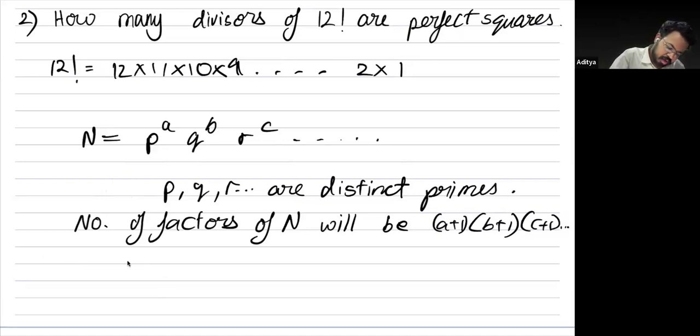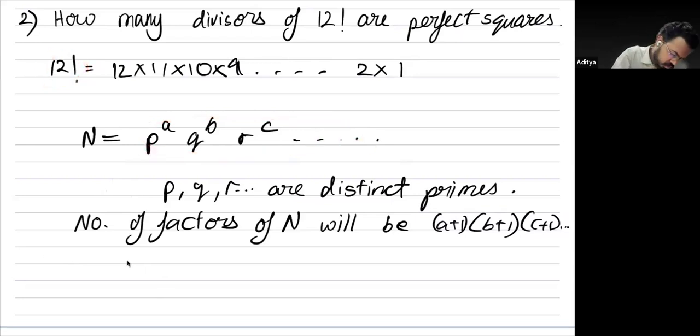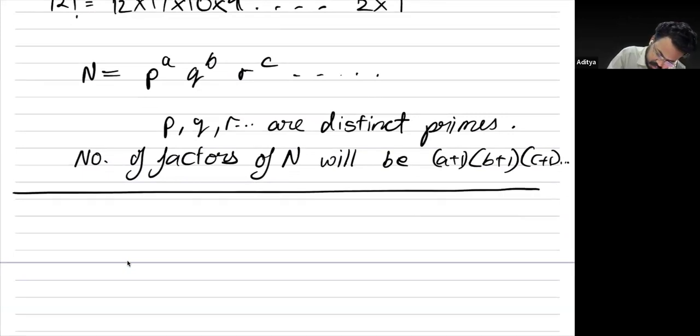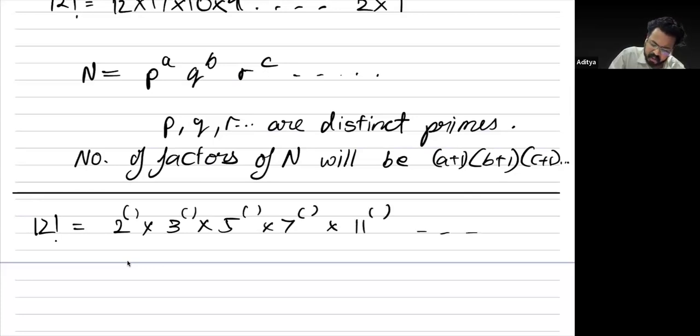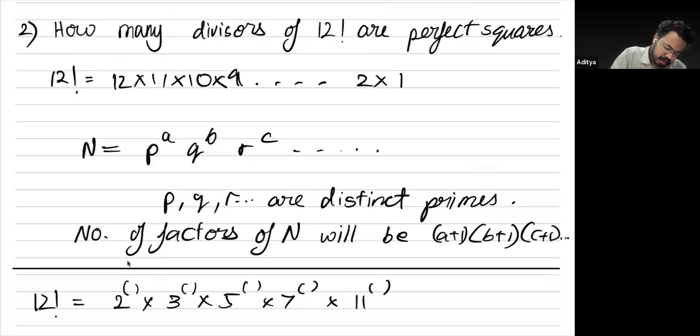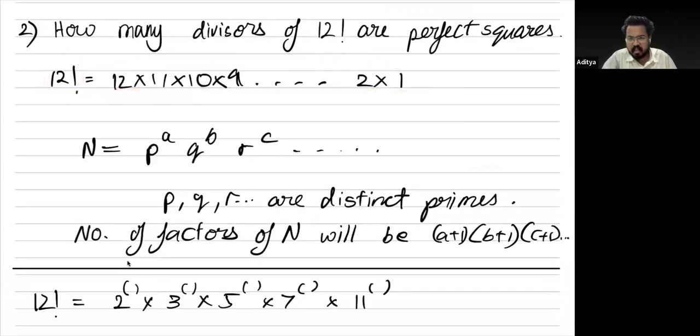First of all, I will figure out the expression of 12 factorial in terms of P, Q, R, and so on. That is the first thing I should do. 12 factorial can be written as 2 to the power something, 3 to the power something, 5 to the power something, 7 to the power something, and 11 to the power something. No other prime numbers come up, because 12 factorial only goes up to 12, and any prime number larger than 12 will not divide it, since none of these numbers are divisible by a prime larger than 12.